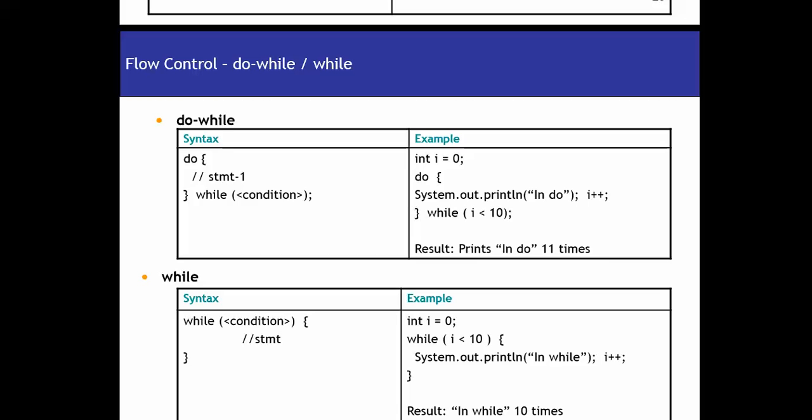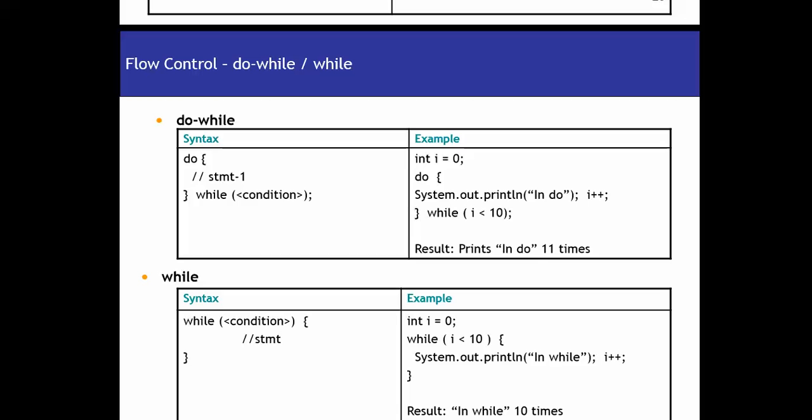So while I is less than 10, it will check the condition, and System.out.println with I plus plus I have written. So the first statement will be executed, my value of I will be 1, and again it will be executed, my value will be 2. Like that it will go on, printing 10 times in the while. Okay, you can use the break statement there, and that is about the while loop. And next, do while.